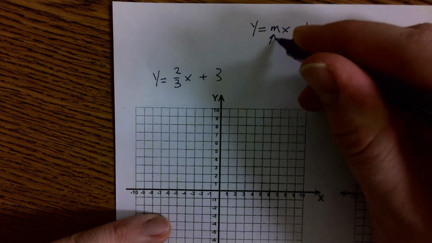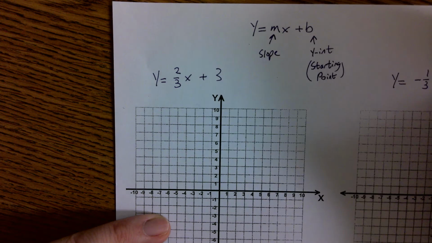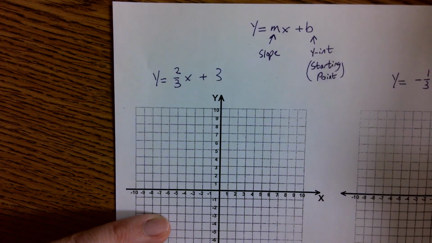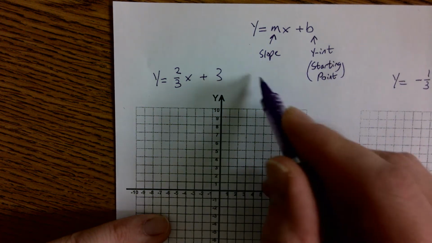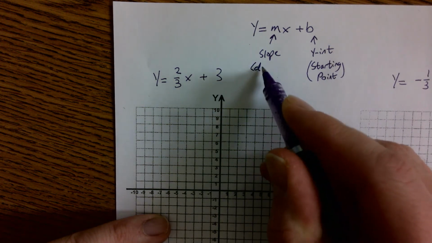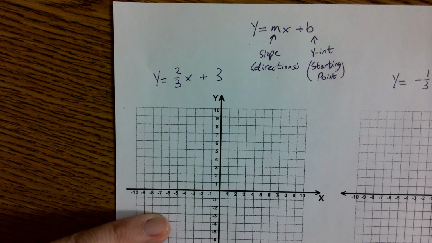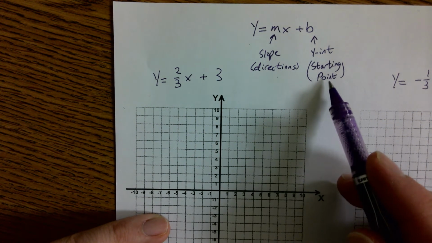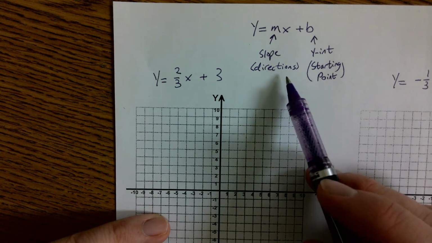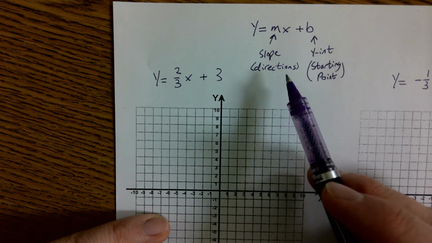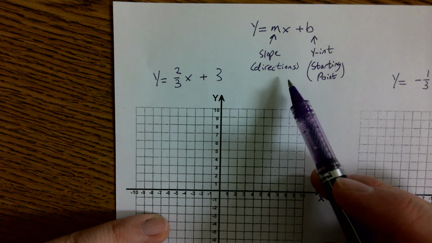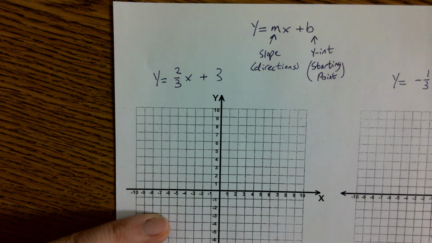M is our slope, and that determines how steep the line is, and I like to think of this as the directions. So once we have our starting point from the y-intercept, we follow our directions to get us to the next point on our line. And all you need to draw a line is 2 set points. You can have more, but you need at least 2.